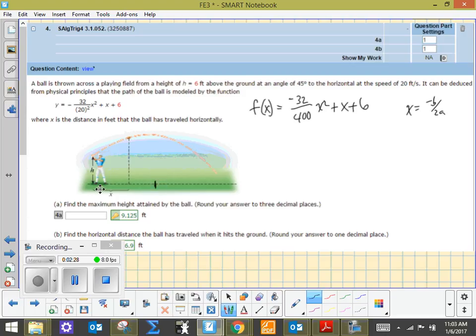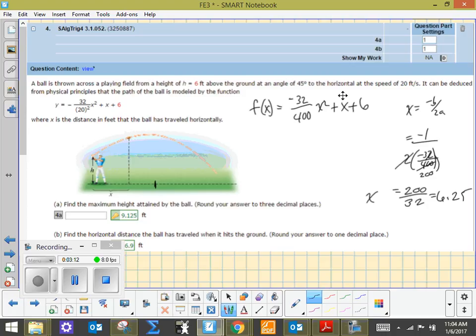Well, it's going to happen at some distance away from the player, probably halfway in between, along the line of symmetry of that parabola, and that line of symmetry occurs at opposite of b over 2a. So we're going to go negative 1 over 2 times negative 32 over 400. That's going to cancel, giving me 200. Negative, negative makes it positive, flip, so x equals 200 over 32. I think that's 6.25, if you want to change it to a decimal.